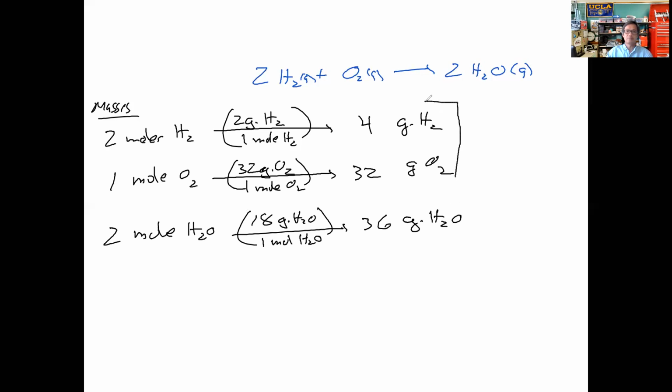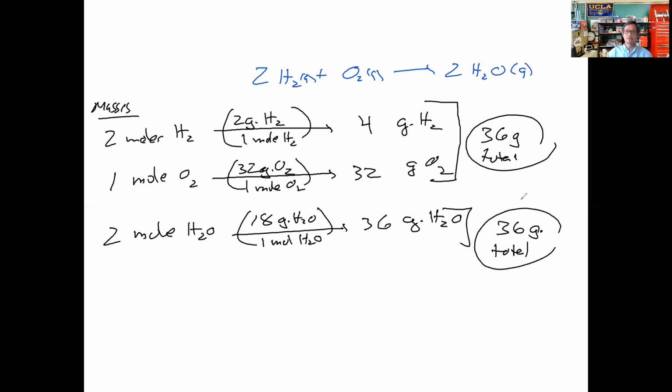And so if we add up the masses of the reactants here, we end up with 36 grams total. Okay, and obviously the mass of the product is 36 grams total. And if you notice here, the mass is equivalent. So mass is conserved in this case, and that's what we expect to happen. Okay. All right. Very good, folks.